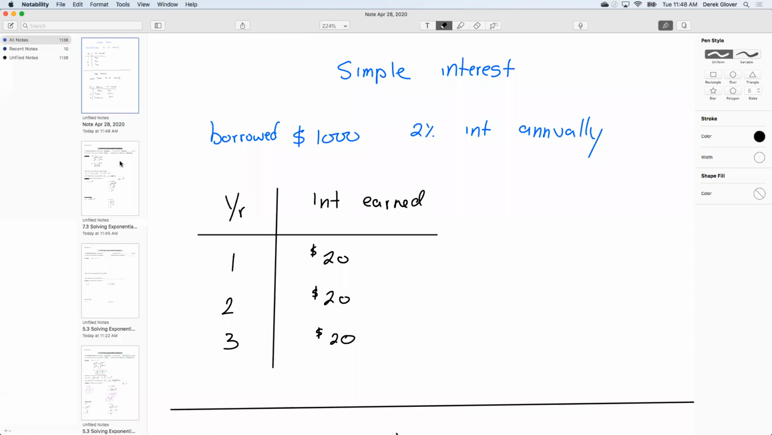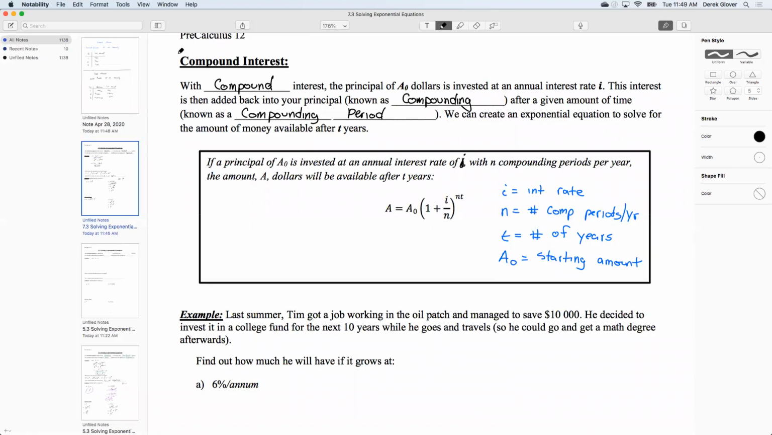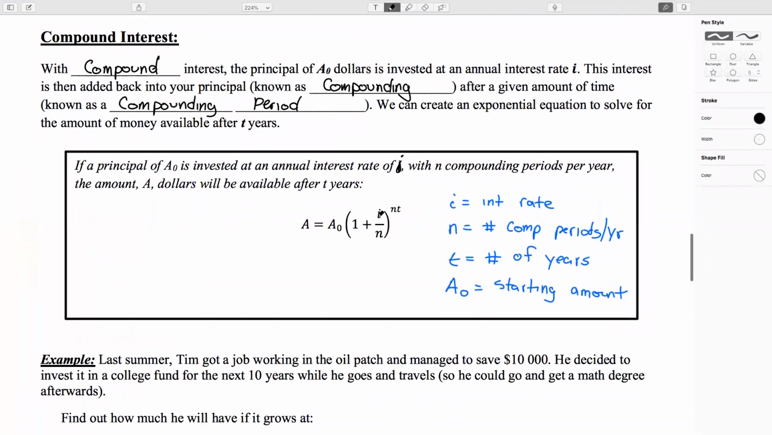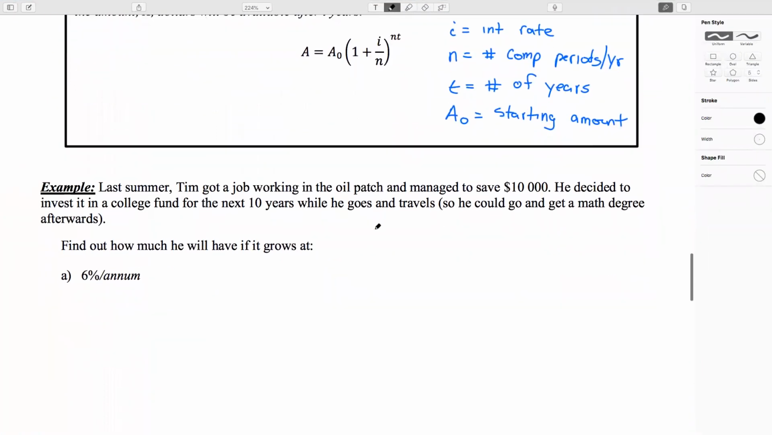So anyways, back to our notes. We've kind of talked about what compound interest is. Now let's model it using these exponential equations. So last summer, Tim got a job in the oil patch, managed to save $10,000. He decided to invest it in a college fund for the next 10 years while he goes and travels, so he can go get a math degree after. Find out how much he will have if it grows at 6% annually.